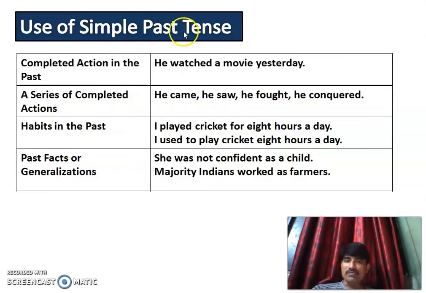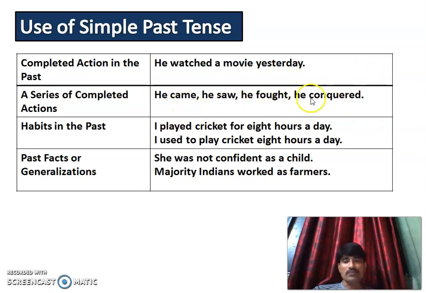What is the use of simple past tense? Completed action in the past. He watched a movie yesterday. A series of completed actions. Actually, this is in Marathi, and I have simply translated it into English. Like, he came, he saw, he fought, he conquered. Continuously, in sequence, the actions have taken place.